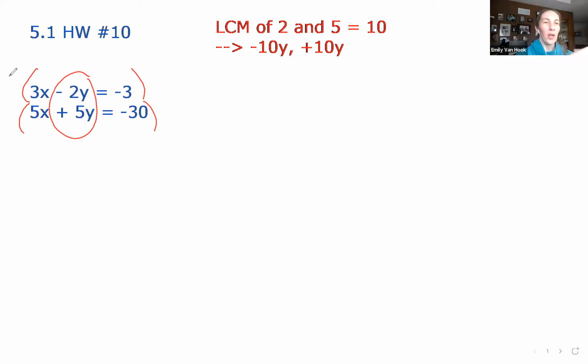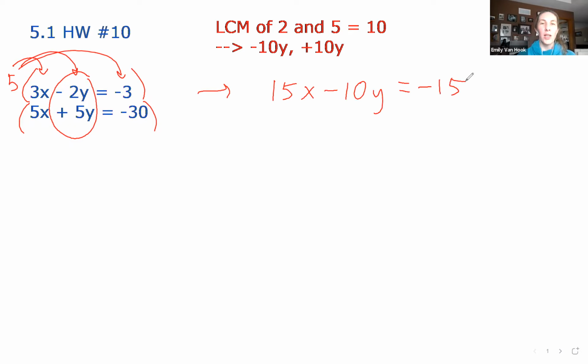That means for the first equation, I can multiply everything by 5. If I distribute the 5, 5 times 3x is 15x. 5 times minus 2y is minus 10y. 5 times negative 3 is minus 15. So I have 15x minus 10y equals negative 15.